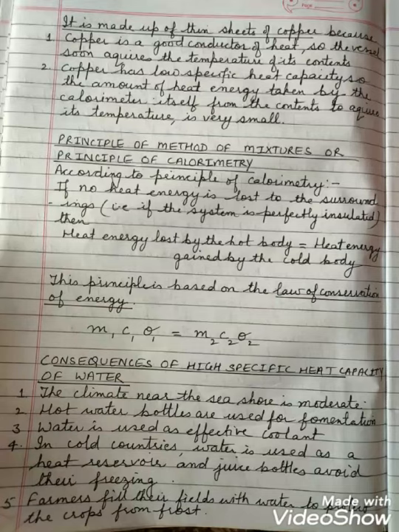Hot water bottles are used for fermentation. Water is used as an effective coolant. In cold countries, water is used as a heat reservoir and juice bottles are put in water so as to avoid their freezing. Farmers fill their fields with water to protect the crop from frosting.